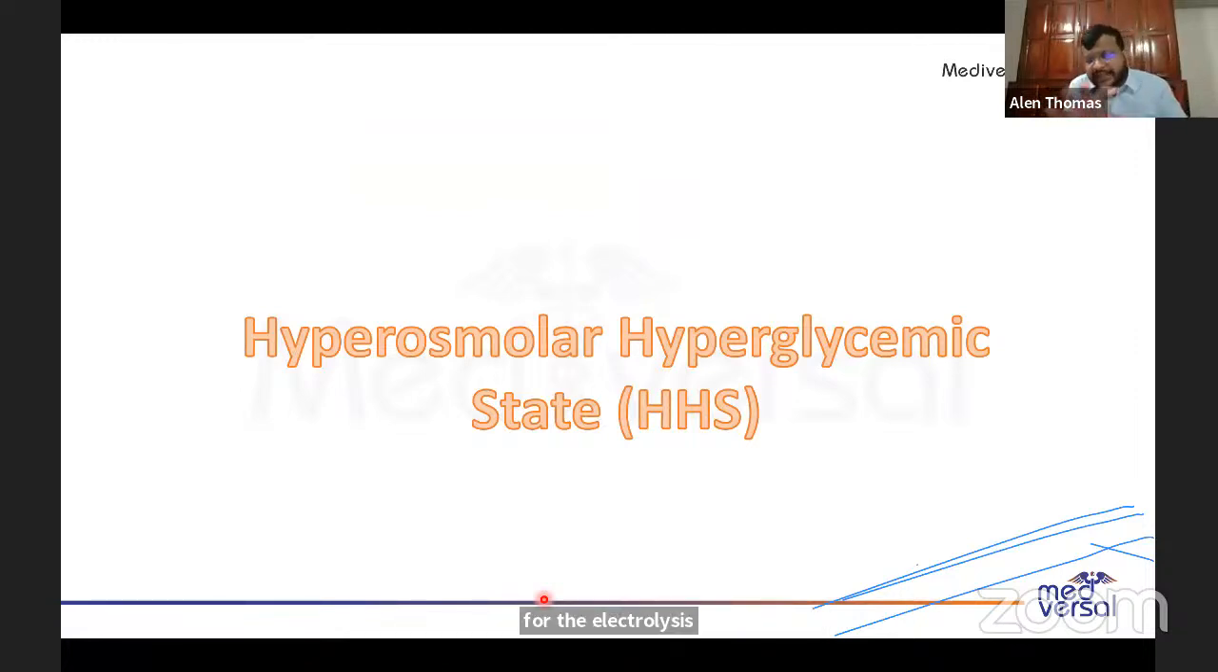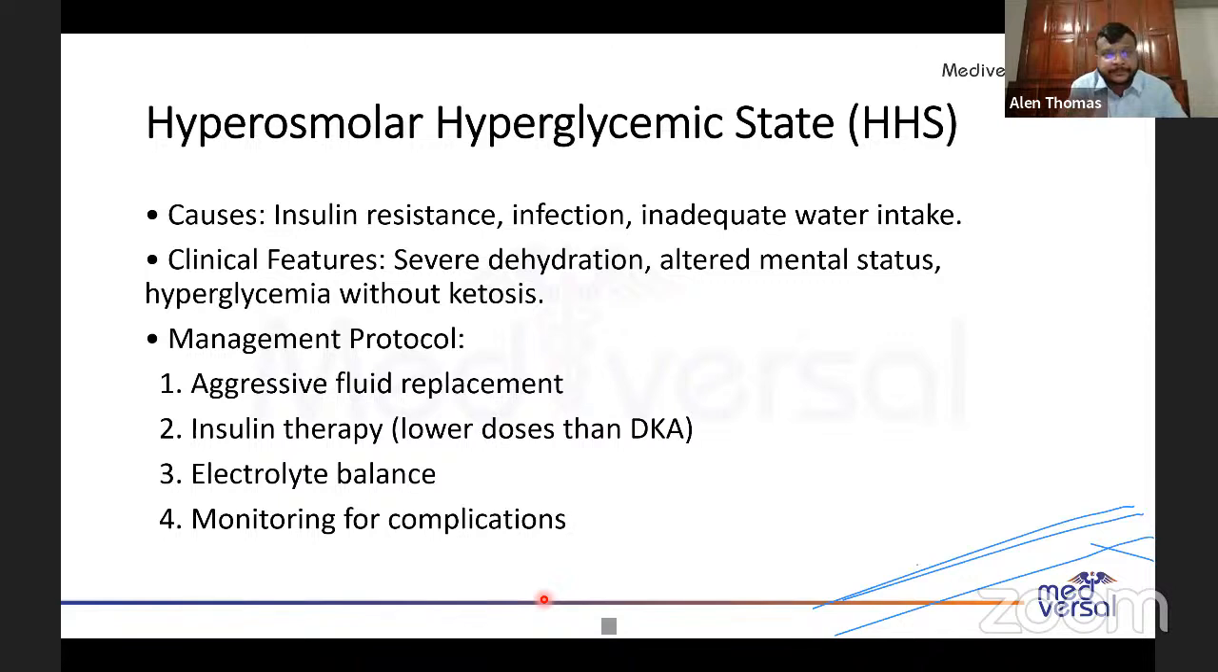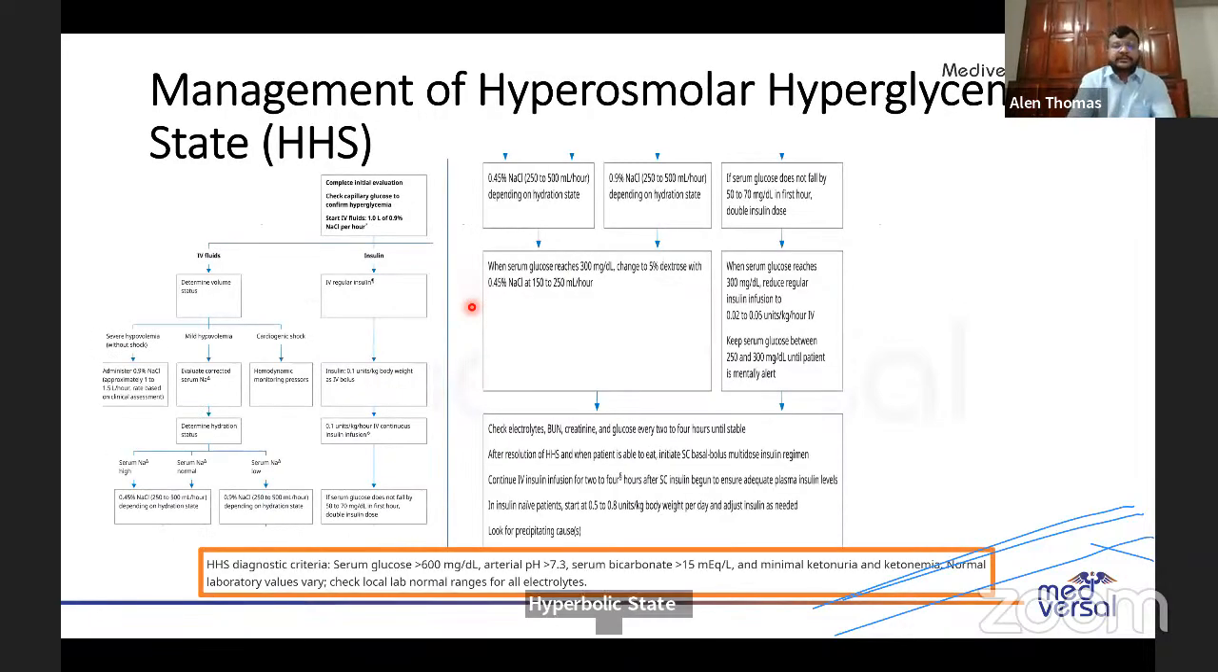Hyperosmolar hyperglycemic state. I've taken these two together because the management is kind of on similar lines. I'm not saying exactly the same. So severe dehydration, altered mental status, hyperglycemia without ketosis. So when there's no ketosis, it's possibly hyperosmolar hyperglycemic state. Aggressive fluid, insulin therapy at lower doses than DKA, of course, electrolyte balance and monitoring for complications.